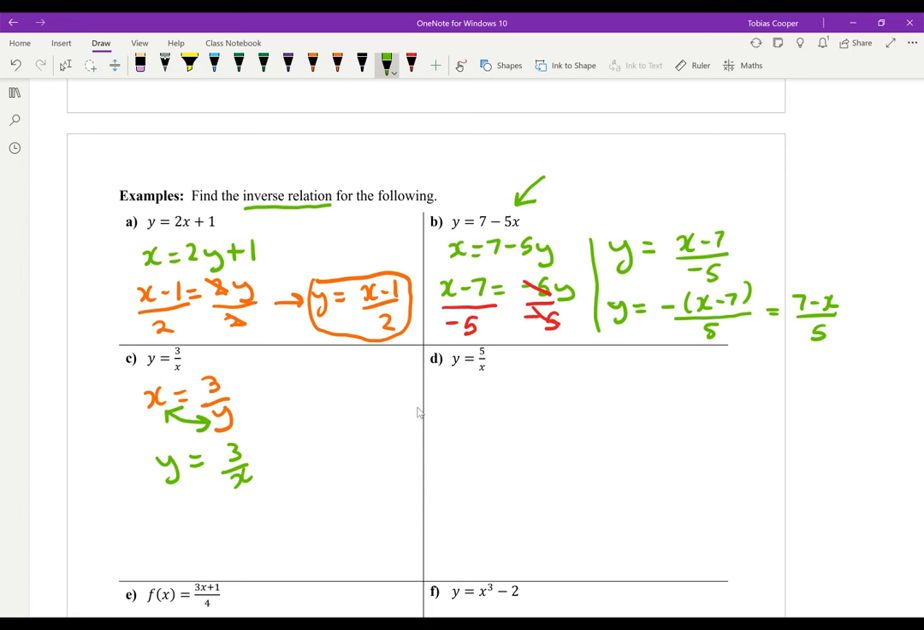So for this particular question, you can try this one as well. If we swap x and y, we get x is equal to 5 on y. And then I can swap these terms over, so I get y is equal to 5 on x. So it turns out that the relation and its inverse are the same function.